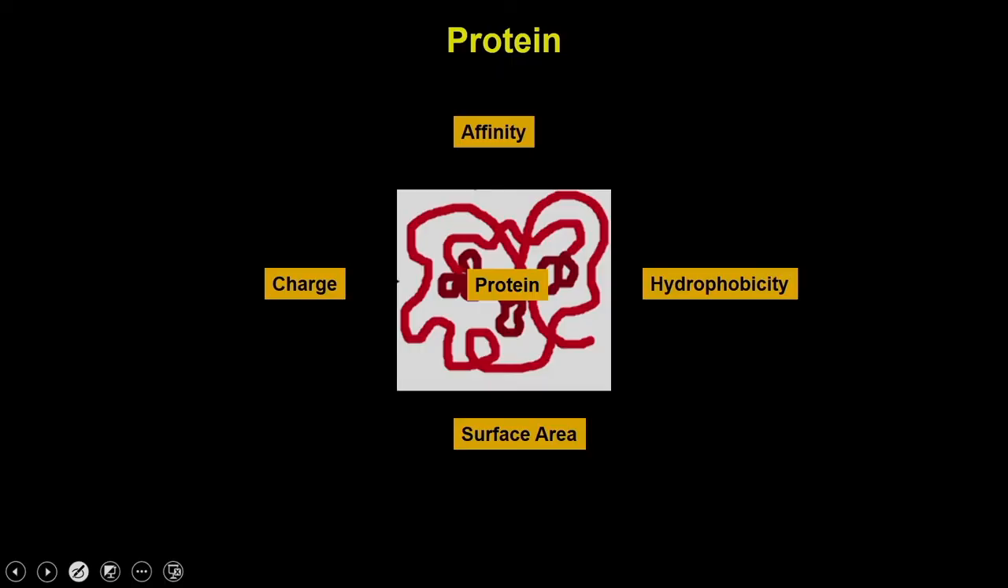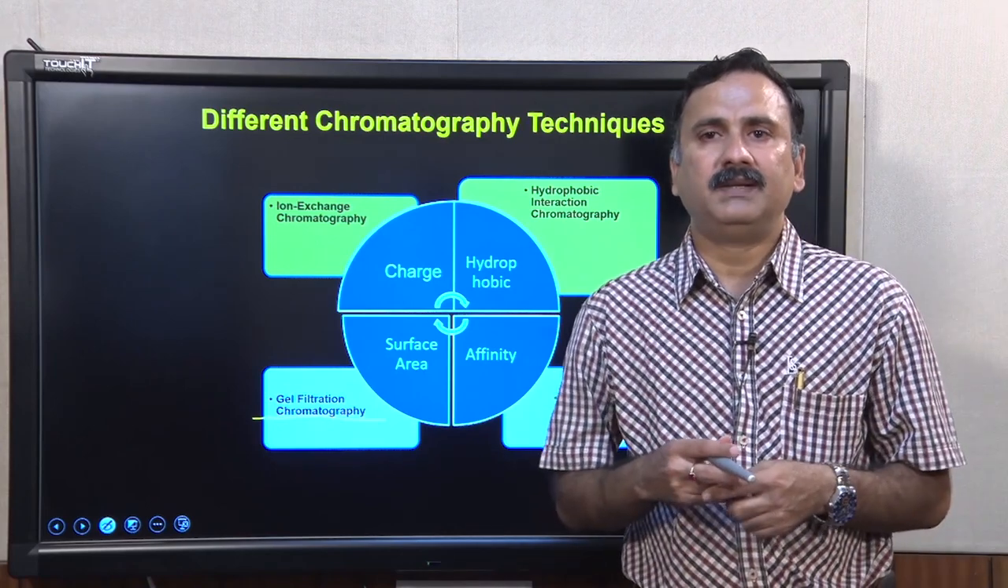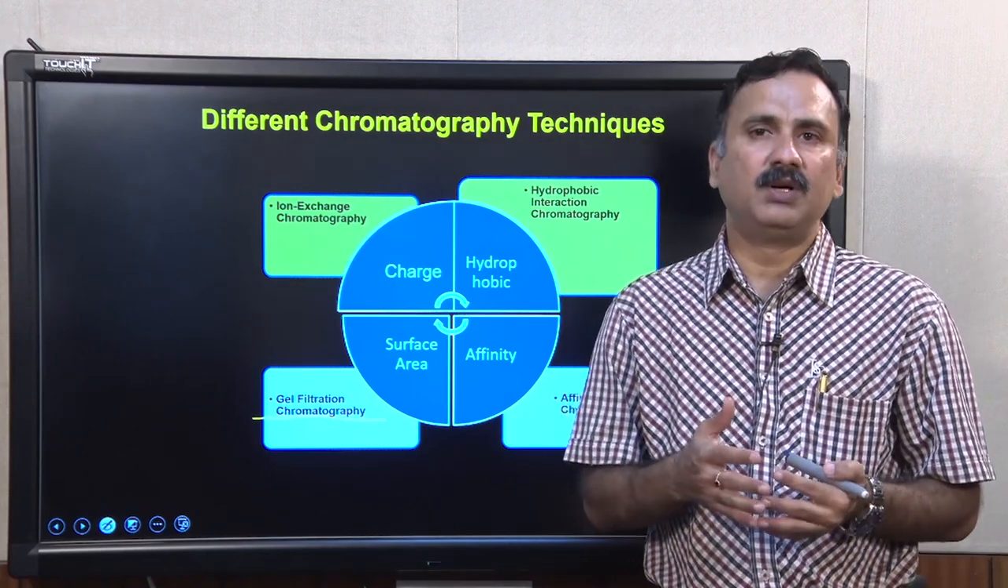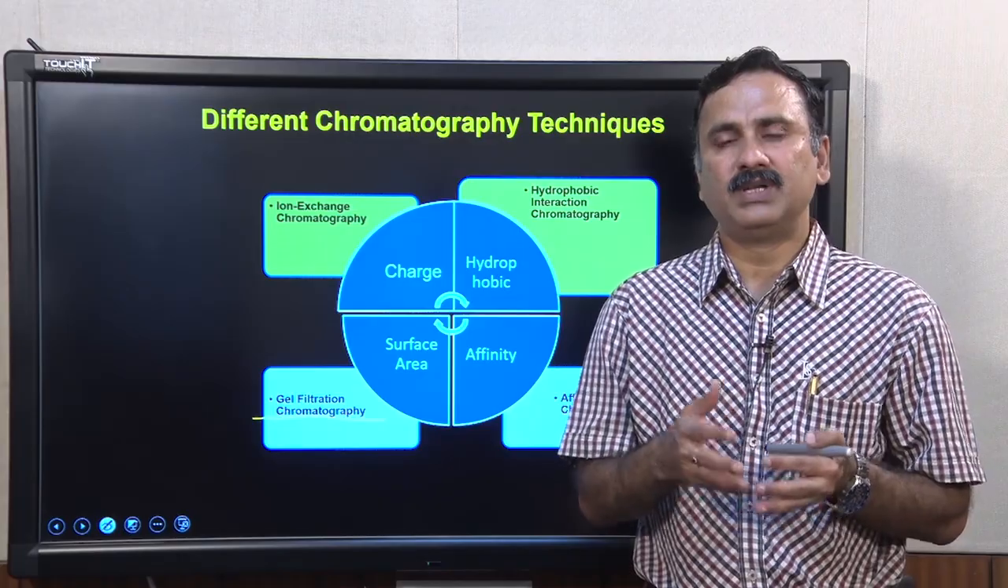If you recall, we have discussed that the protein has multiple properties which can be exploited. So far we have discussed how to exploit the charge or the hydrophobic regions present in the protein with the help of ion exchange chromatography as well as hydrophobic interaction chromatography. Today we are going to discuss gel filtration chromatography, where the basic principle is that proteins are separated based on their size. And in today's lecture we will discuss how we can achieve that.